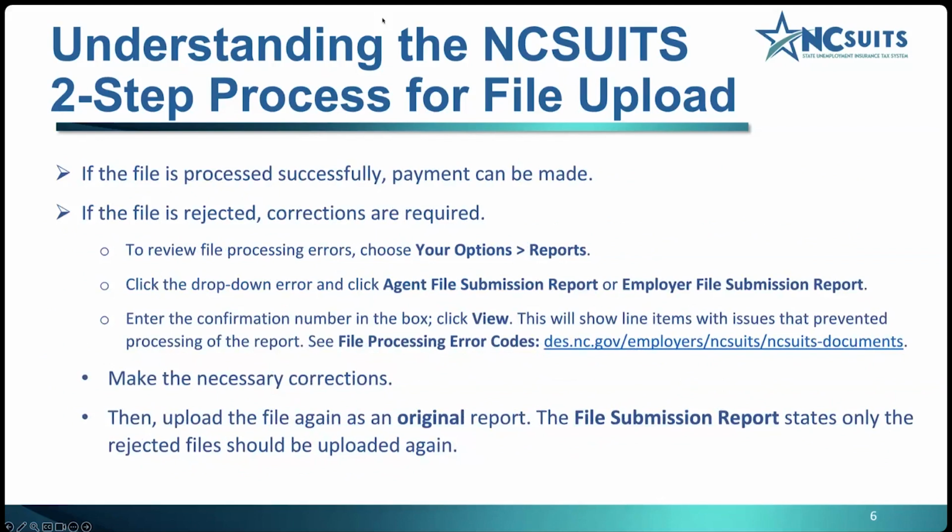To determine what your errors are, you would want to review your file processing errors using the options on the left panel of NC Suits and choose reports. Click the drop-down error, and if you're an agent, you would click agent file submission report, or employer file submission report if you're an employer. Enter the confirmation number of the file that you're trying to determine what is wrong with. Click view, and this will show you line by line what's wrong with that file. These are called file processing errors, and those are also located on our website.